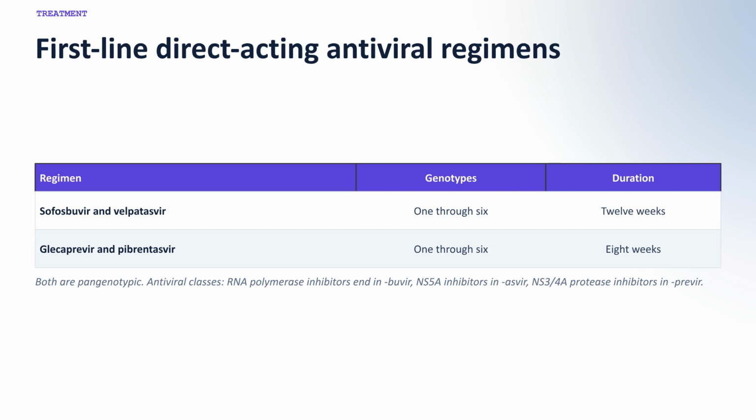2 first-line regimens, and both are pangenotypic. Sofosbuvir-velpatasvir for genotypes 1 through 6 over 12 weeks. And glecaprevir-pibrentasvir for genotypes 1 through 6 over 8 weeks. Learn the suffixes because they tell you the class. A drug ending in buvir is an RNA polymerase inhibitor. A drug ending in asvir is an NS5A inhibitor. And a drug ending in previr is an NS34A protease inhibitor. Every modern regimen is a combination of 2 of those classes.